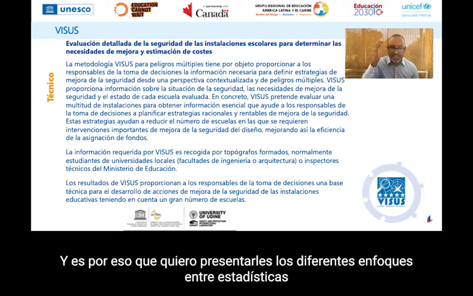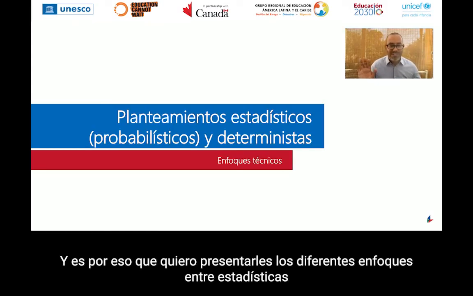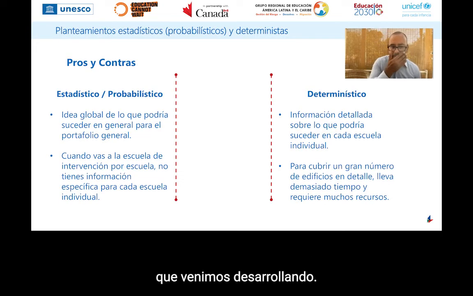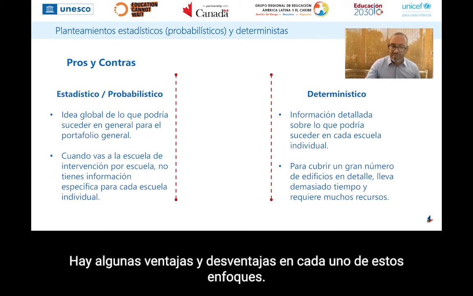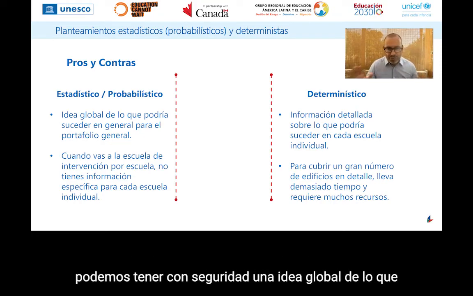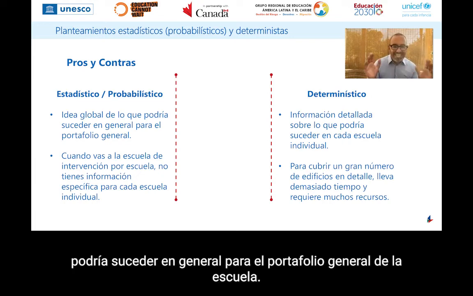And this is why I want to present to you the different approaches between statistical and probabilistic and deterministic approaches, of these two technical approaches that we have developed. There are some pros and there are some cons in every one of these approaches. For instance, with the statistical and probabilistic, you can have for sure a global idea of what could happen in general for the overall portfolio of the schools.